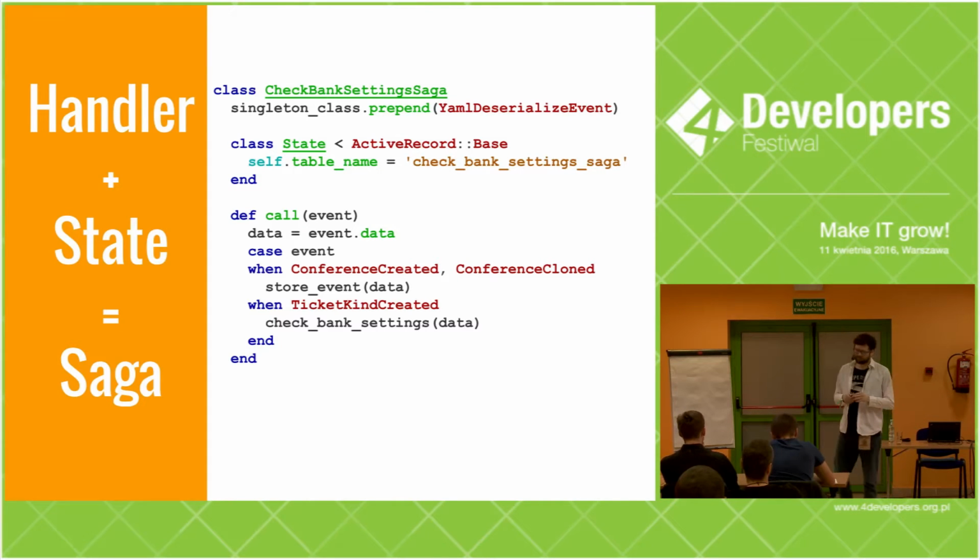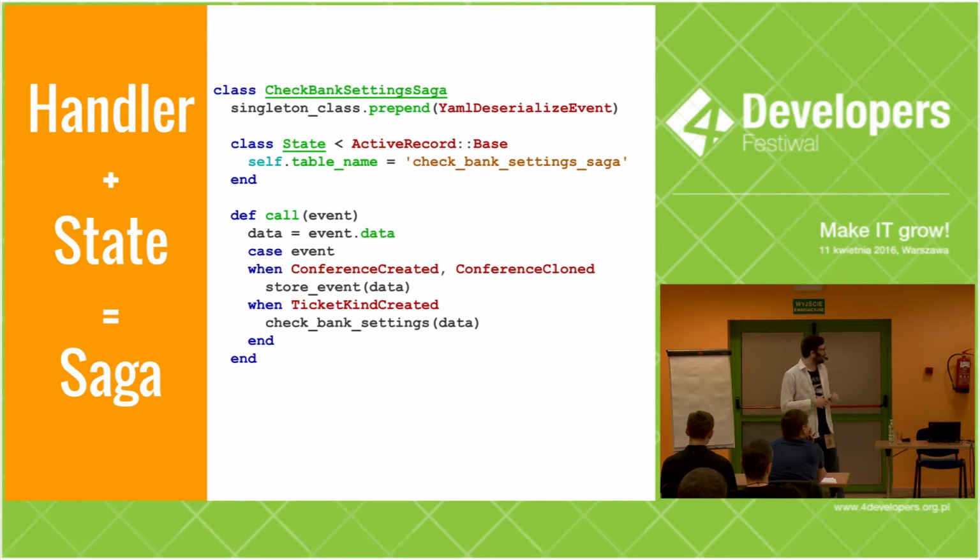So here's an example. We have a checkbank settings Saga, and it's reacting to 3 events. 2 of them are very similar sounding: conference created, conference cloned. So someone created an event on our platform, like a conference, like 4Developers. And then we have the second kind of event, ticket kind created. So someone decided to start selling tickets on our platform for that particular conference. And here's what we do in those situations.